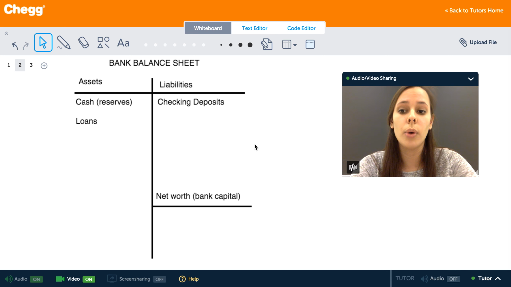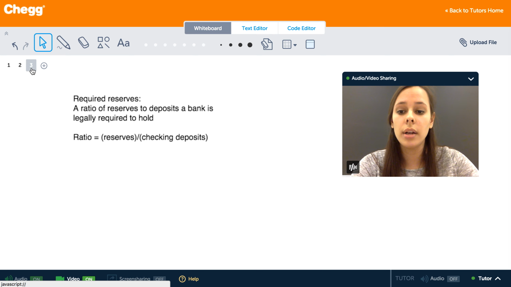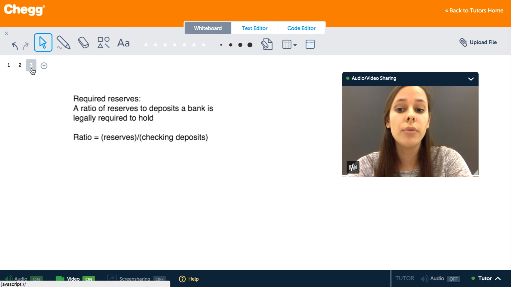Well, the reserve requirement is just a ratio that the bank is required to hold. But what might that ratio be? So, if we look, we see that the required reserves is a ratio of reserves to deposits that a bank is legally required to hold. In other words, whatever that ratio is, it's the number of reserves that they have to hold as a proportion of checking deposits. So, for instance, the Federal Reserve is the one responsible for setting the reserve requirement. If the Federal Reserve sets the reserve ratio to 10% or 0.10, then a bank has to hold 10% of all of its checking deposits.